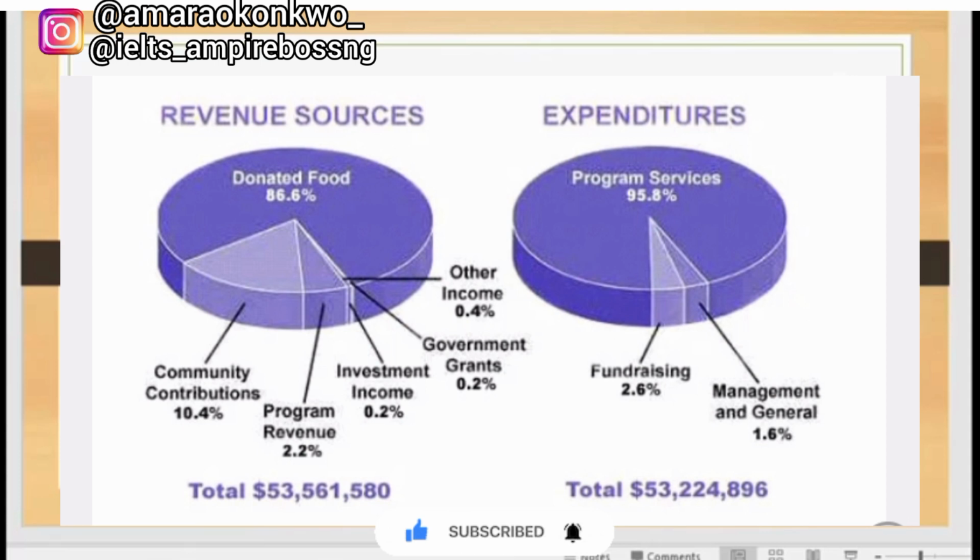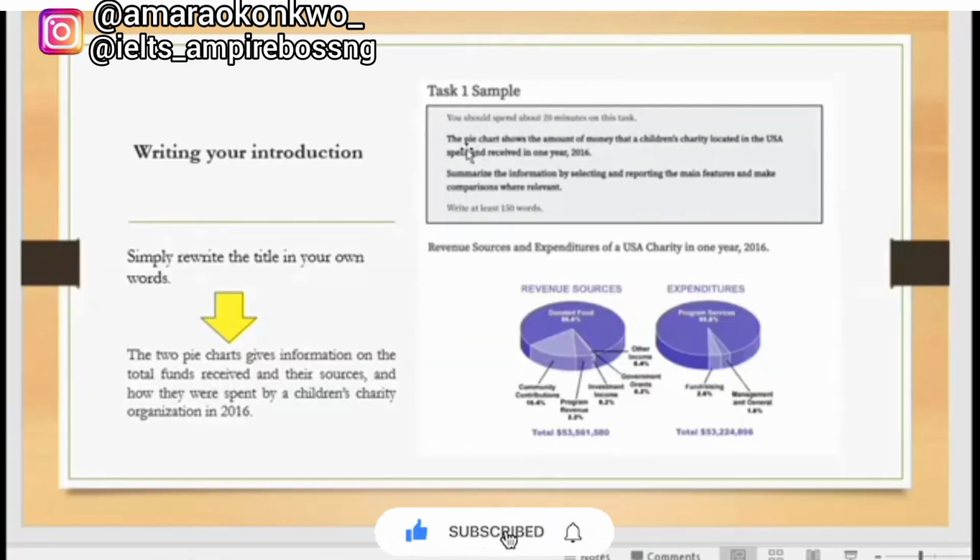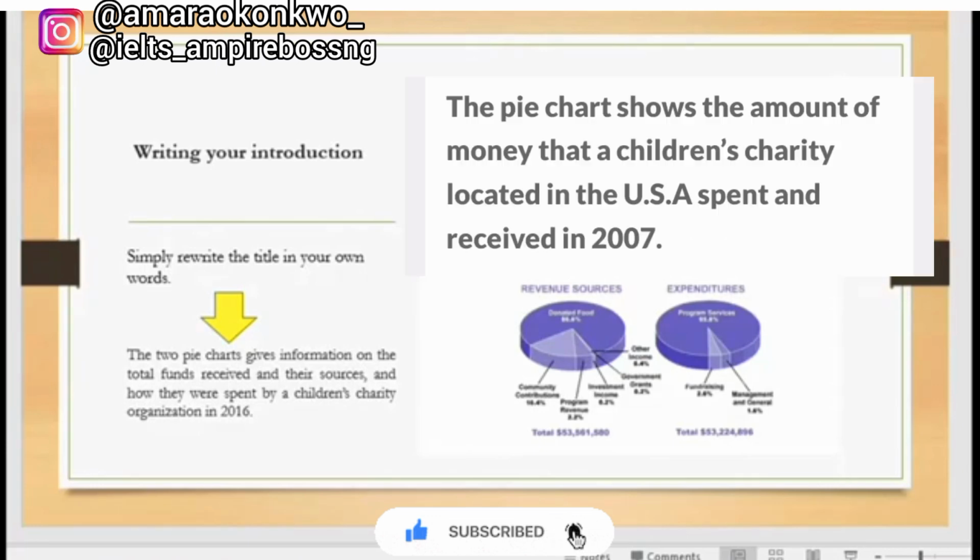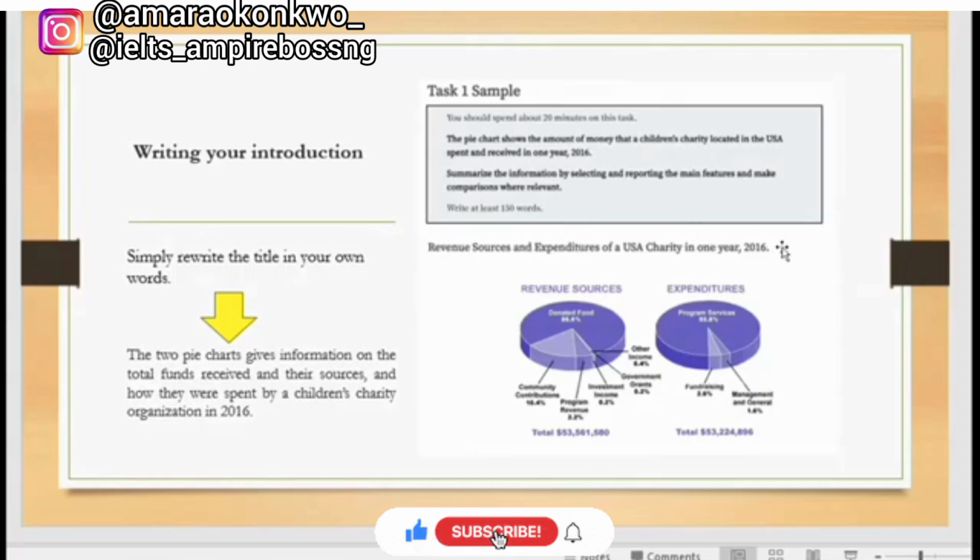Now let's look at how to write our introduction. Remember, the introduction is just to write the title. What's the title? The title is actually this one here in the question. And when you're looking at what is given in the question, also look at the title of the diagram here. So it says here, revenue sources and expenditures of a USA charity in 1 year, 2016. Now, I would want you to go ahead and write your own introduction in your own words. Aside from the one I have here, I want you to go ahead and rewrite it, you understand?